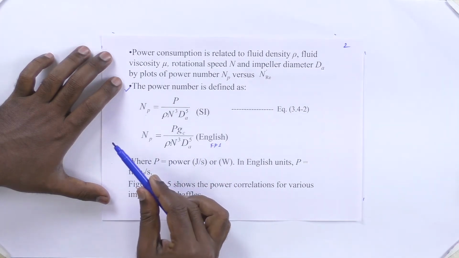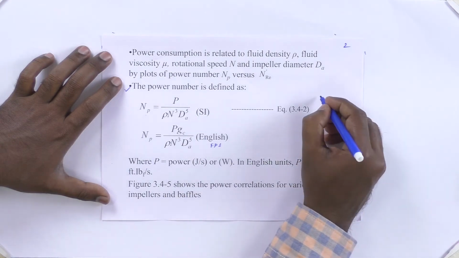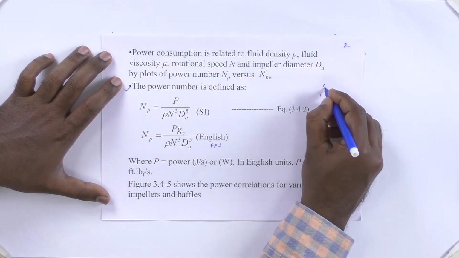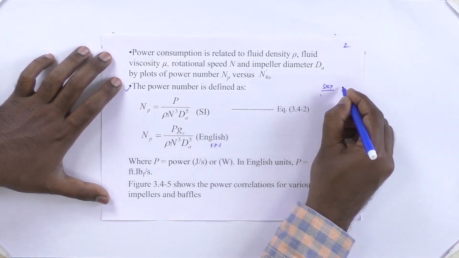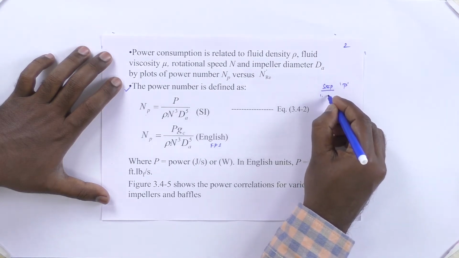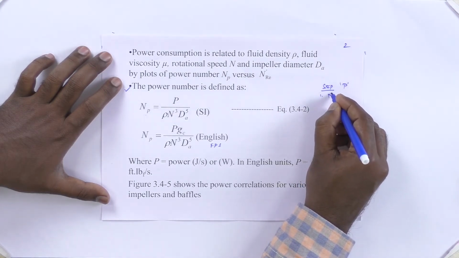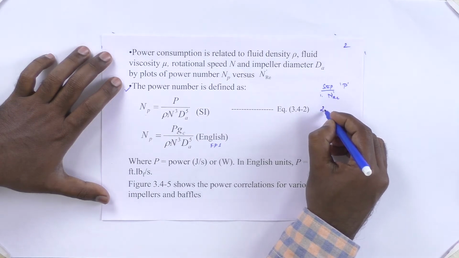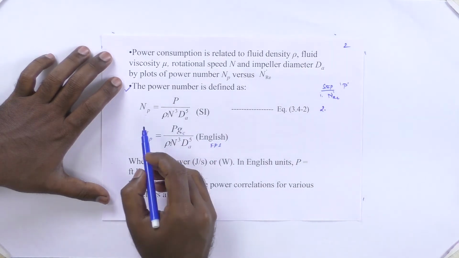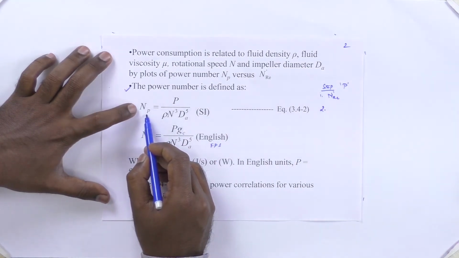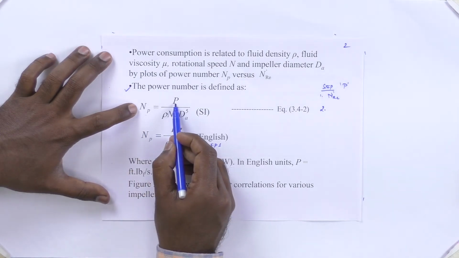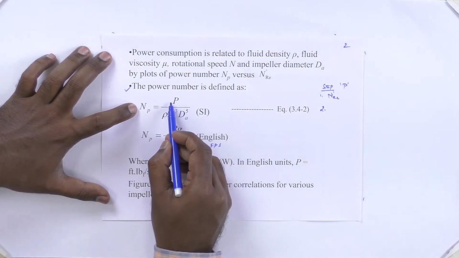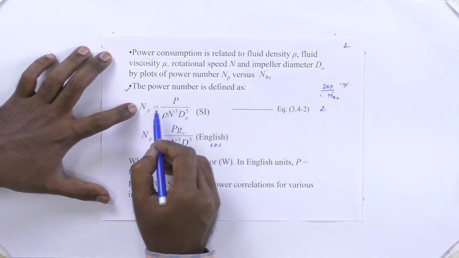So the first thing we need to calculate is the Reynolds number. Steps to calculate the total power P: the first step is to calculate the Reynolds number, and the second step is to calculate the power number. To calculate the power number, we should know the total power, but our ultimate aim is to calculate the total power from the power number.